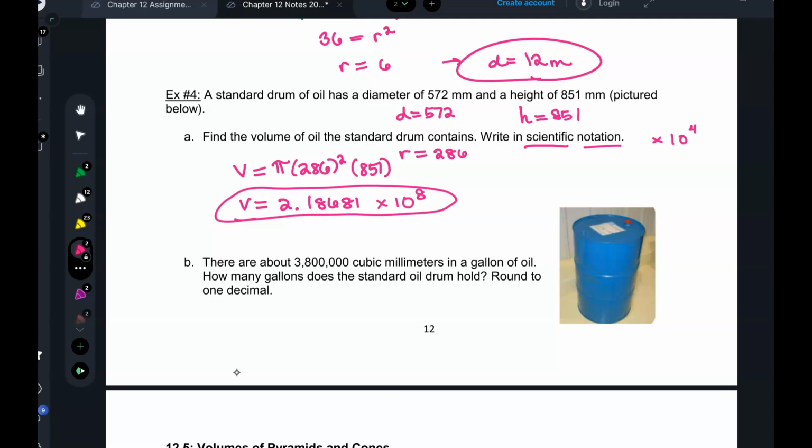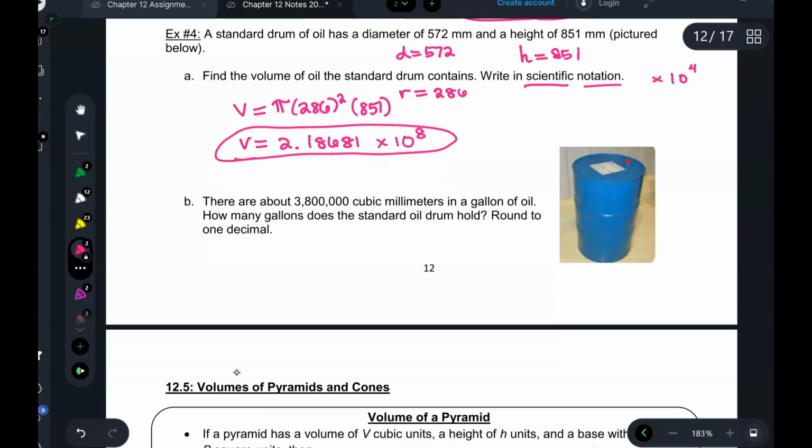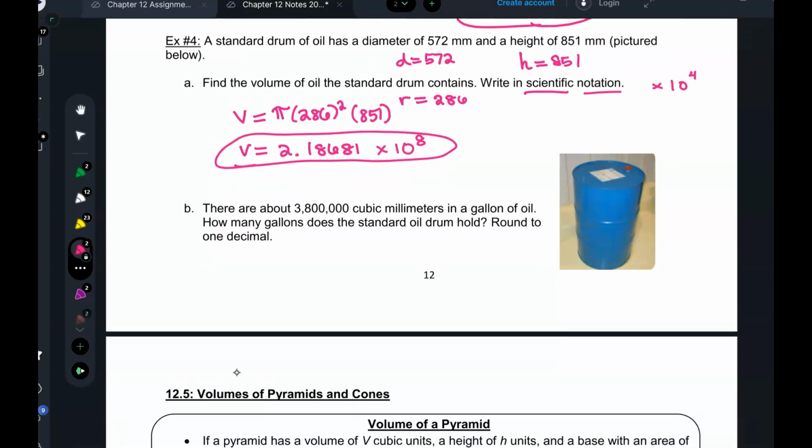Okay, there are about 3,800,000 cubic millimeters in a gallon of oil. How many gallons does the standard oil drum hold? Okay, we're going to take, what do you think? The volume? Don't we need information? No. We already know this is the volume of the standard drum.